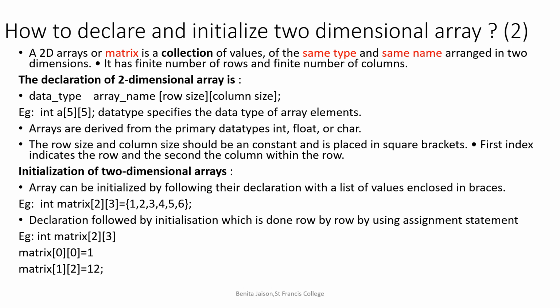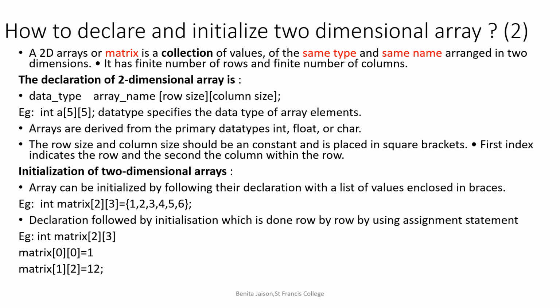How to declare and initialize a two-dimensional array? We know that a two-dimensional array, or matrix, is a table of values. It is a collection of values of the same type and same name arranged in two dimensions. You can imagine it as an x and y dimension. There are two dimensions, and it has a finite number of rows and a finite number of columns.